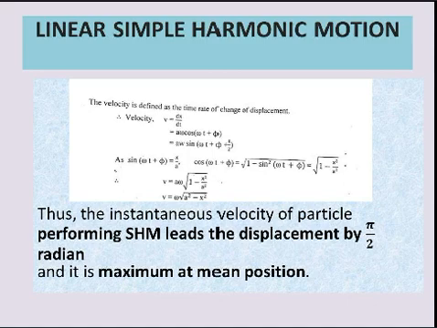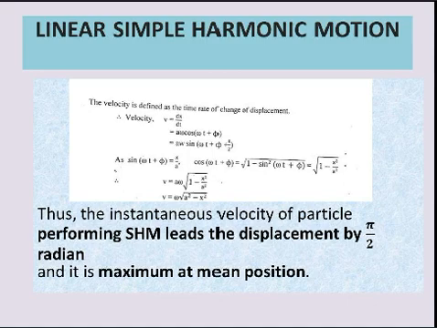From the displacement, we can find the velocity of the particle. Velocity is defined as the time rate of change of displacement: v is equal to dx upon dt. In the previous equation, we saw x is equal to a sine omega t plus phi. Differentiating, you will get v is equal to a omega sine omega t plus pi by 2.